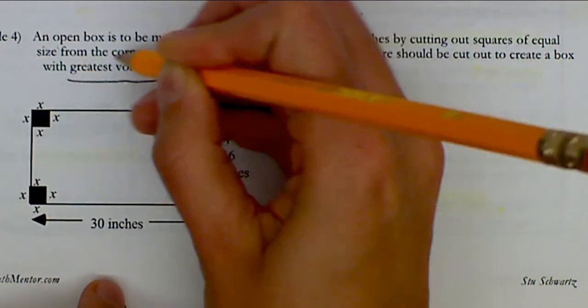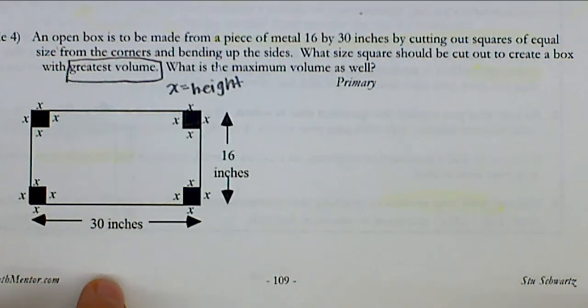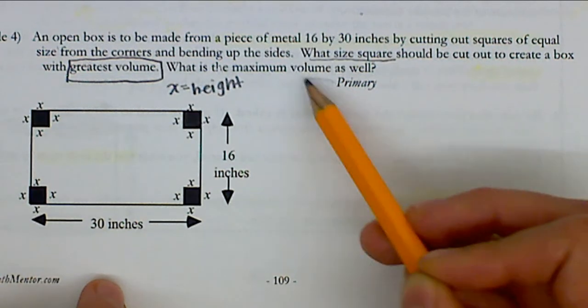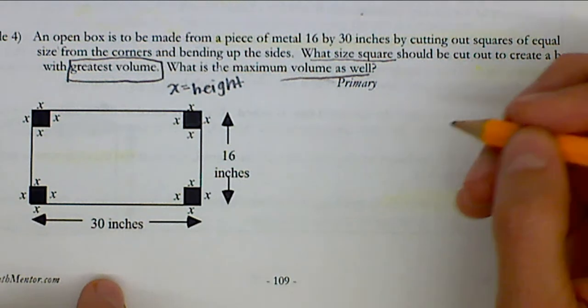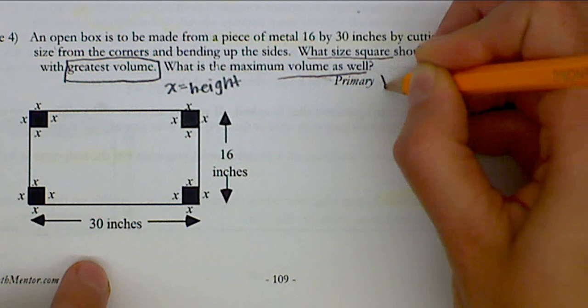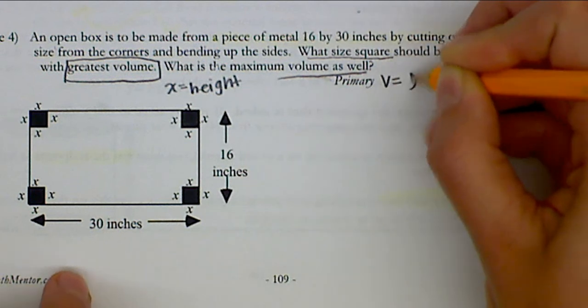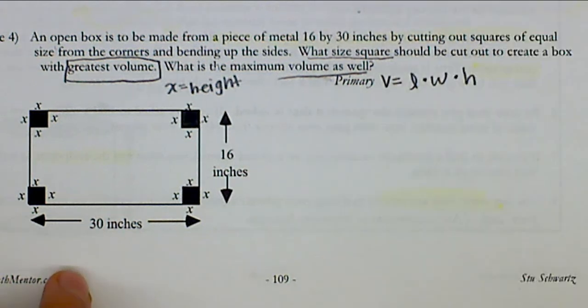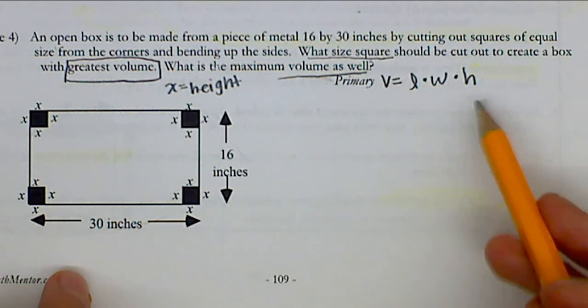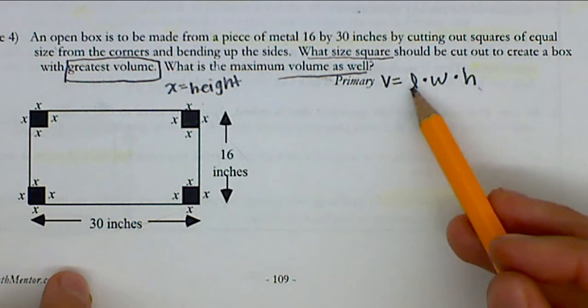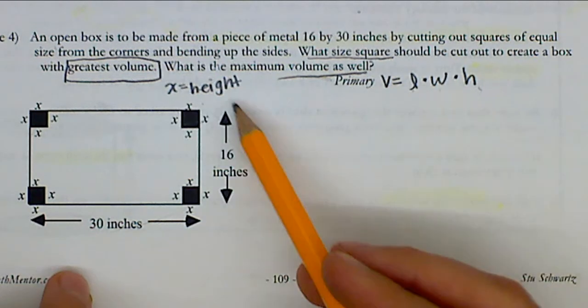Greatest volume, that means we're maximizing volume. Oh, and then what is the actual maximized volume as well. So we need to figure out the size of the square and then what the max volume is. So here, my primary equation, since I'm maximizing volume, is going to be length times width times height. And using this information, we can come up with our secondary equations. We know that height is x, so let's try to find length and width in terms of x.